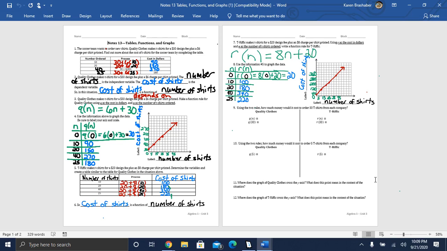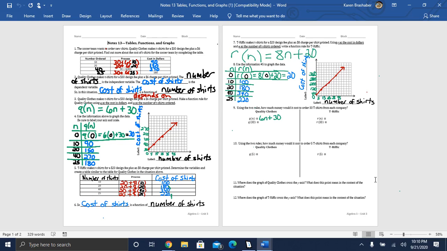So now we're going to practice using the function notation. So number 9 says, using the two rules, how much money would it cost to order 30 t-shirts from each company? So if you look back to the front side of your paper, Q of N, we set up to be 6N plus 30. So let's do that one first.